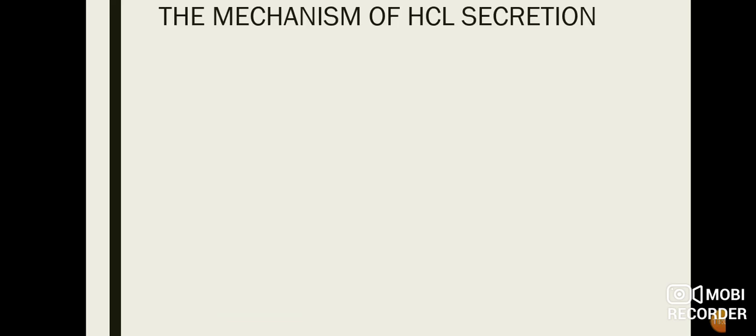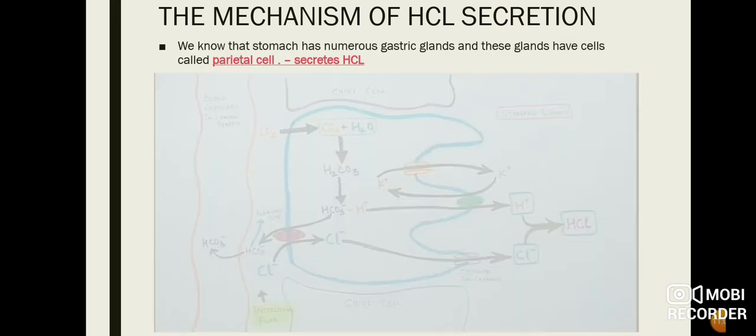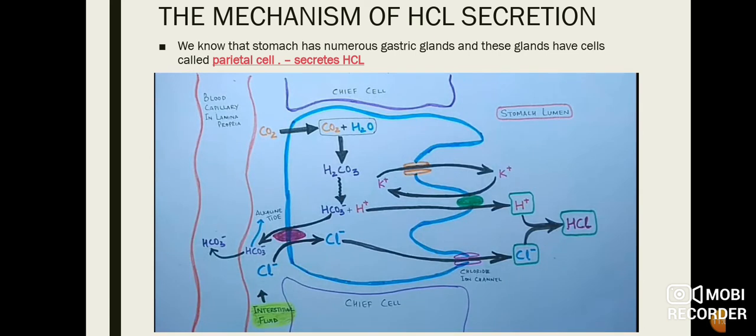The next slide is going to be the mechanism of HCl secretion. I'm going to explain this mechanism of acid secretion in a very simplified way. You know that the stomach has numerous gastric glands, and these glands have cells called parietal cells. Parietal cells are mainly responsible for the secretion of HCl, and how that HCl is secreted in our stomach, we are going to see in this mechanism.